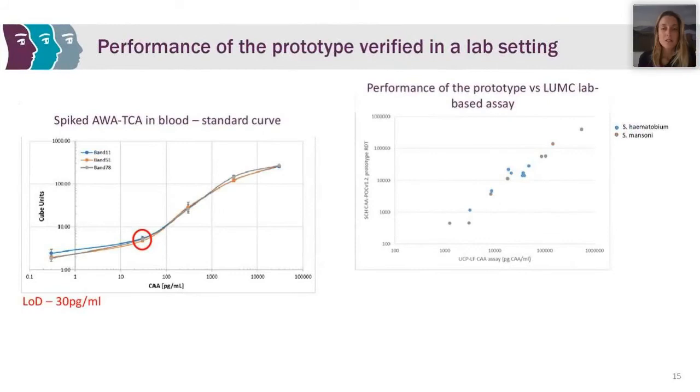What we also did was to compare the performance of the test with a very highly sensitive lab-based assay, which is the UCP-LF CAA assay, which is based out of Leiden University. The antibodies that are used in the UCP-LF CAA assay are the same as those used in the prototype that we are developing at FIND with its partners. The UCP-LF assay requires sample prep and a reader for detection, and it's fully quantitative. What we were really proud of is the very good correlation between the testing of the samples with both assays. So that was very encouraging.